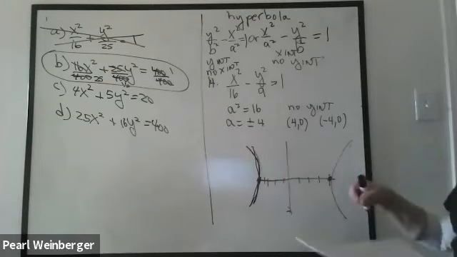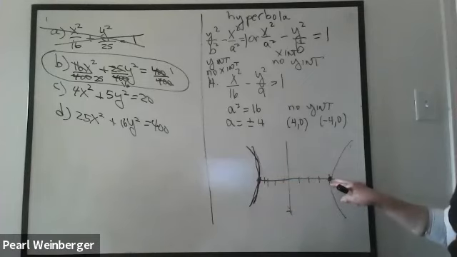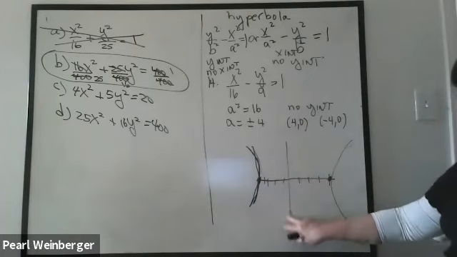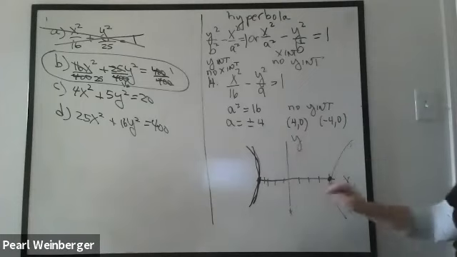curves that cross the x-axis, one at 4 and one at -4. And if you notice, there is no place where it's crossing the y-axis. That's what it would look like.